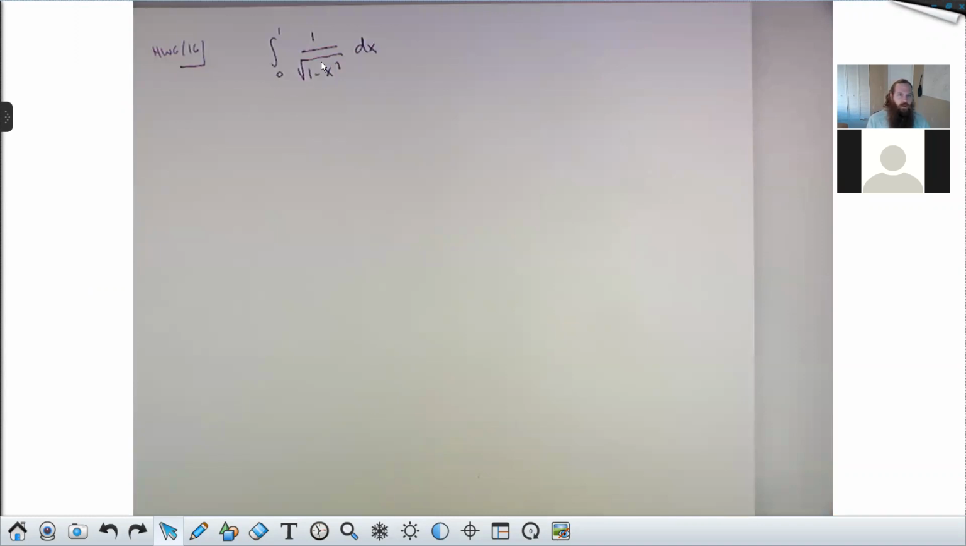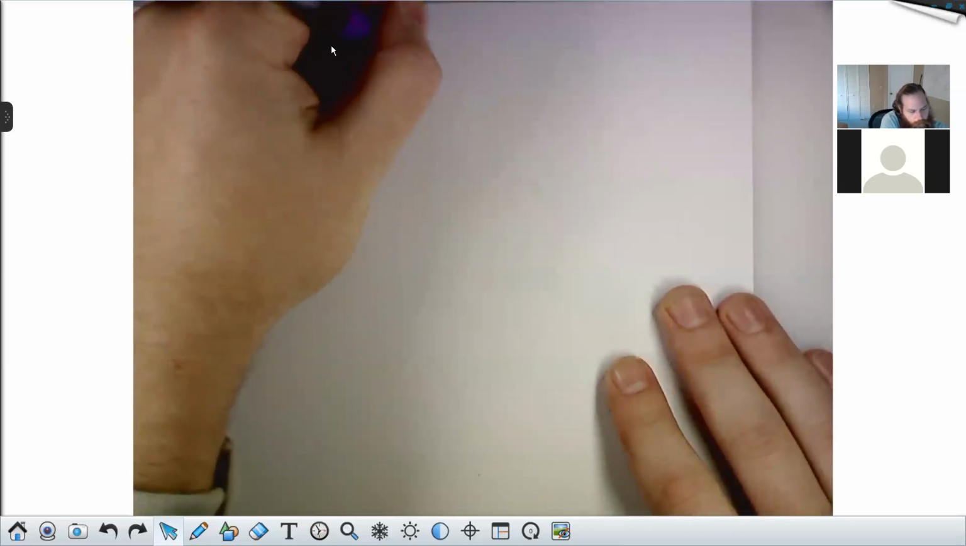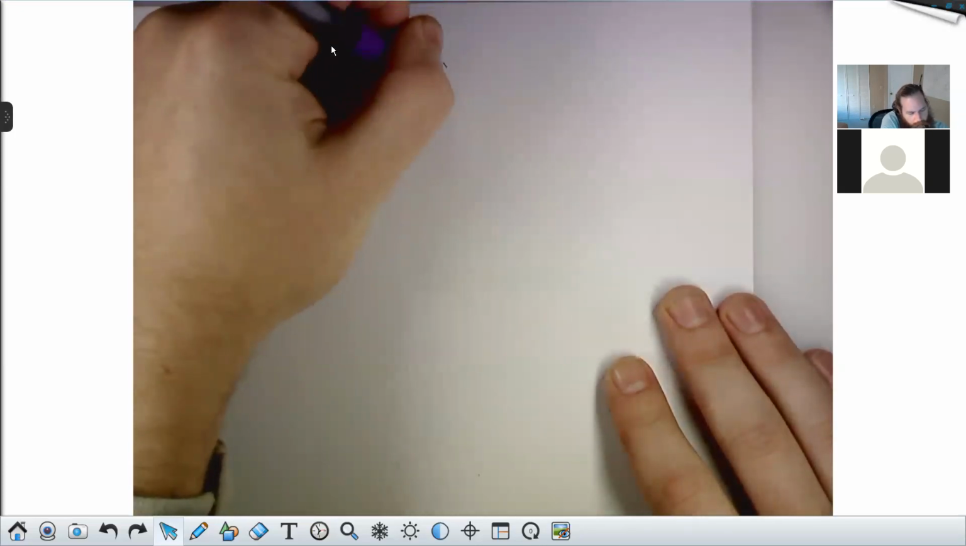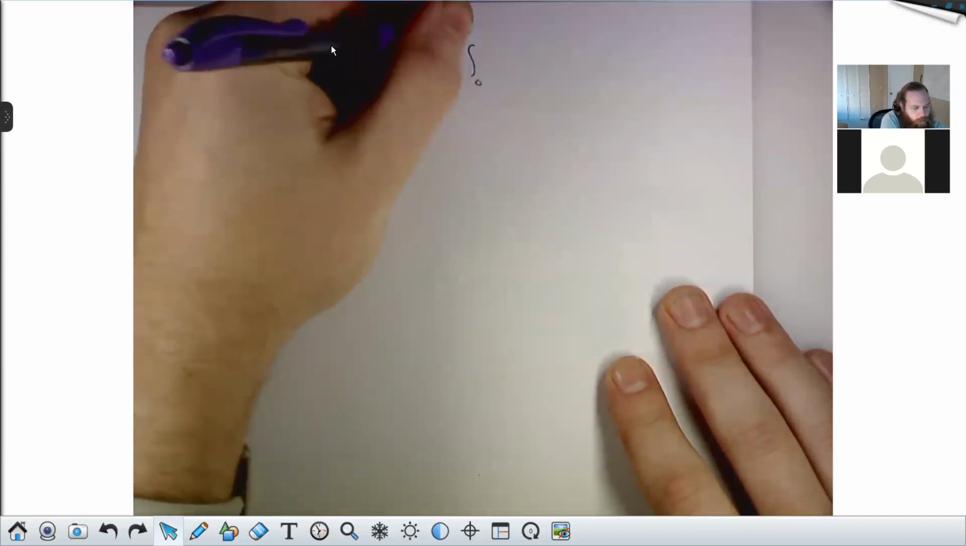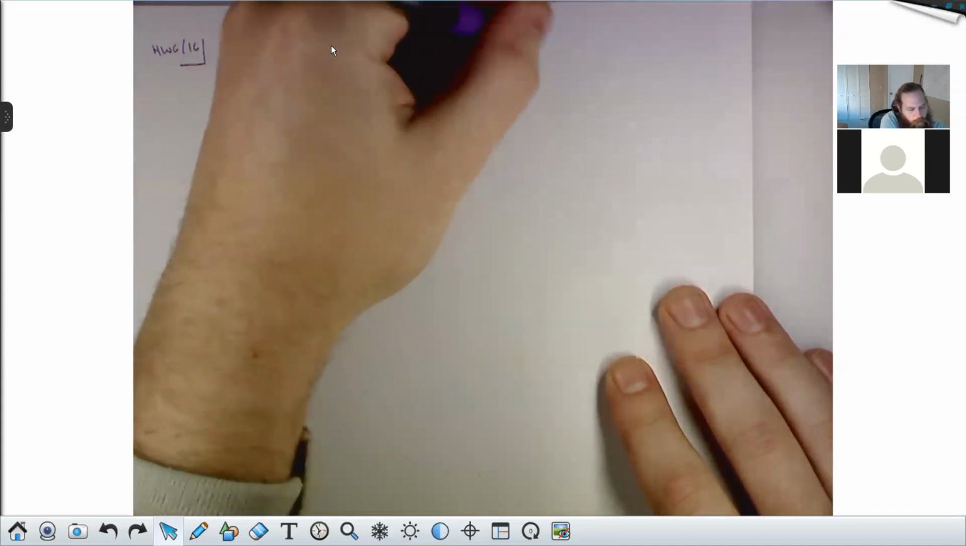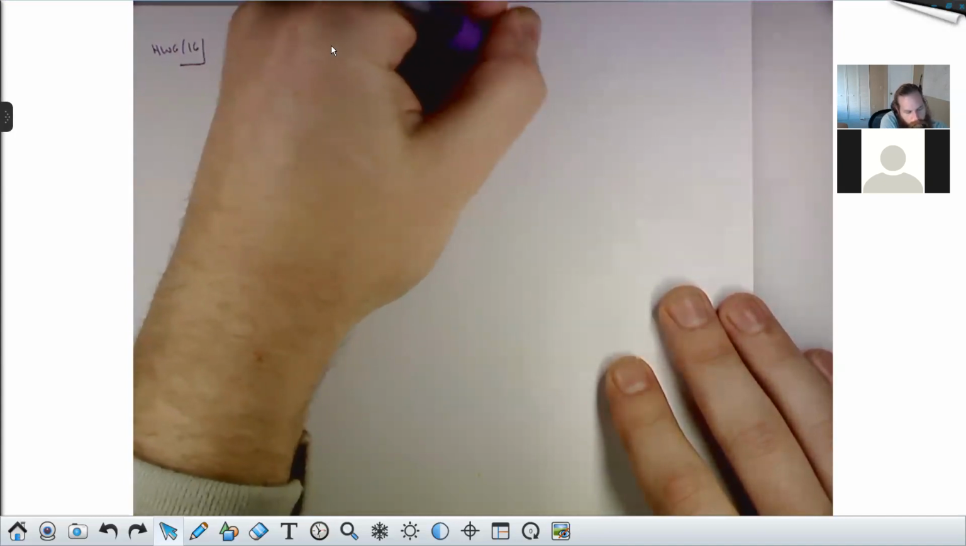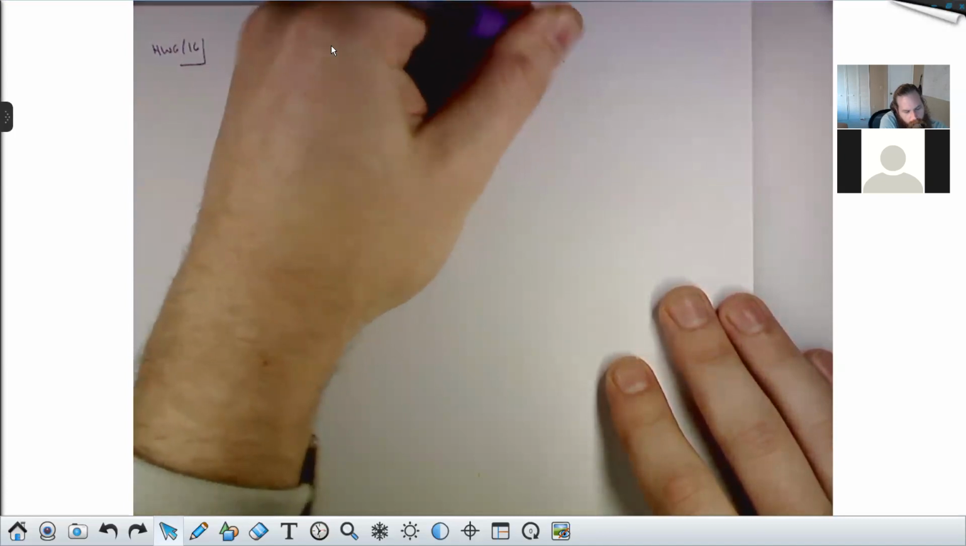As x tends to 1, this piece becomes the square root of 0, which is 0. So you get a 1 over 0. So this function blows up, or at least might blow up at 1. So I would write this as the limit as r goes to 1 from the left, integral 0 to r, 1 over the square root of 1 minus x squared dx.